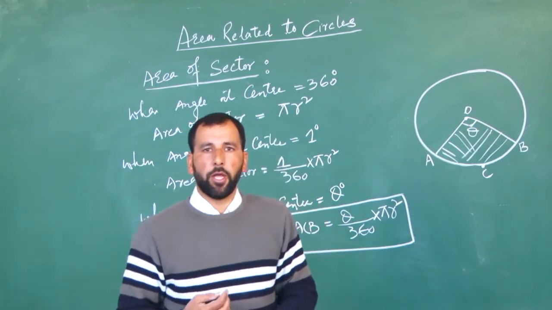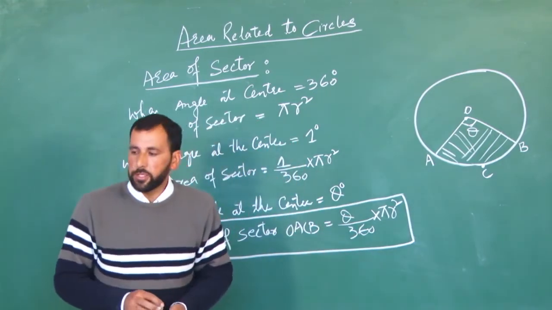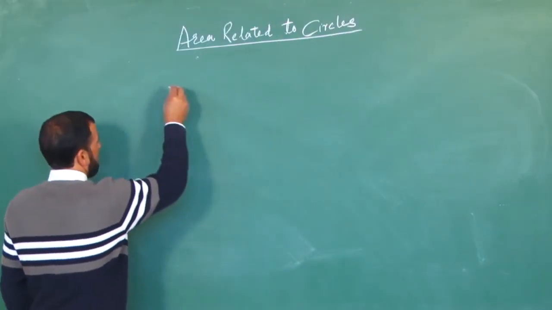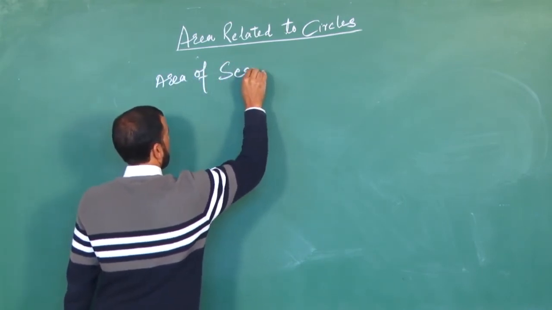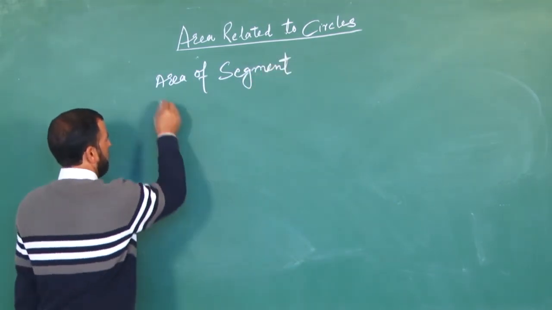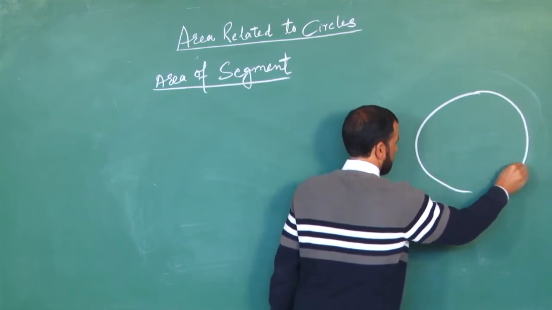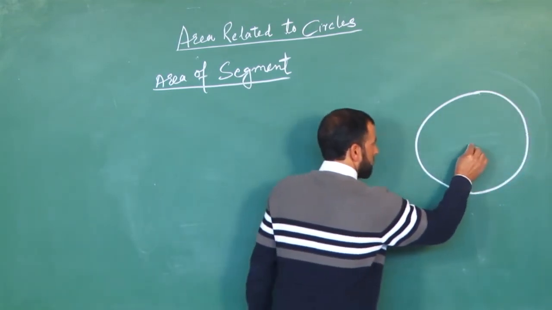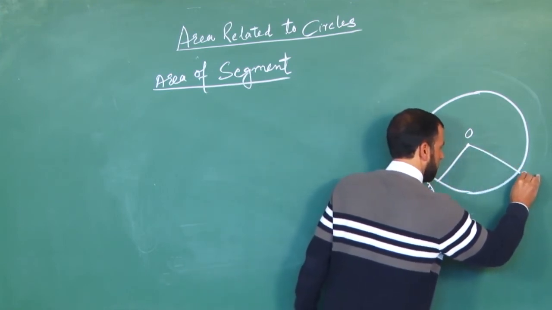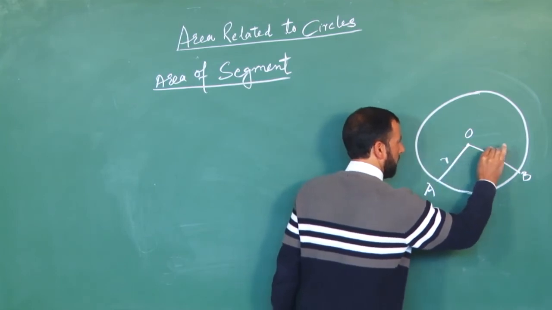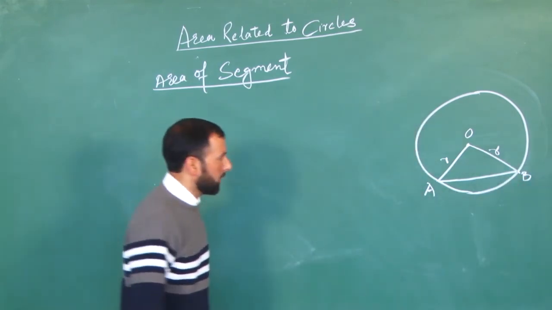Now, another point is the area of a segment of a circle. How to find out the area of a segment? Consider a circle. Let this be the center of the circle, and we call it O. This is the radius OA, and another radius is OB. Let the radius be R, and this one be R. If we join A and B, we get a segment, this shaded region.